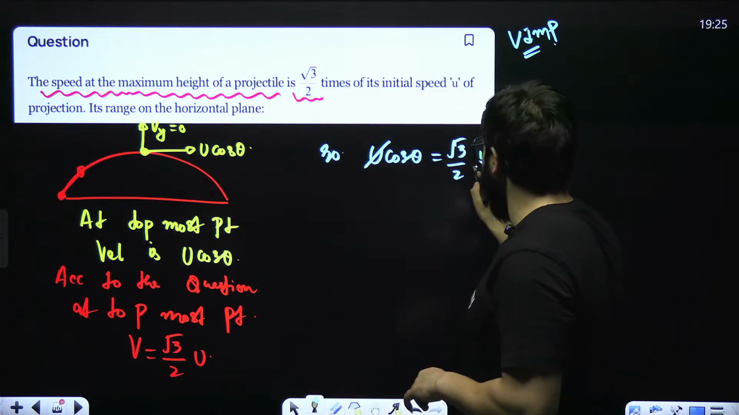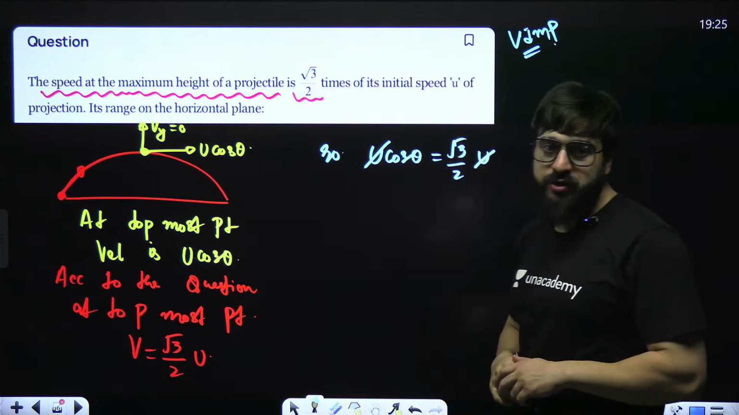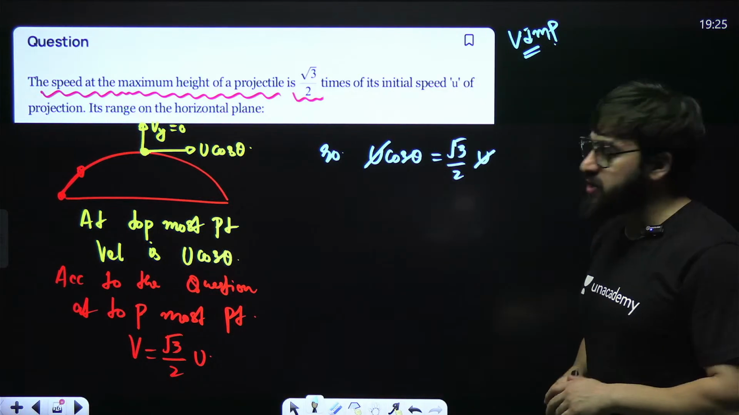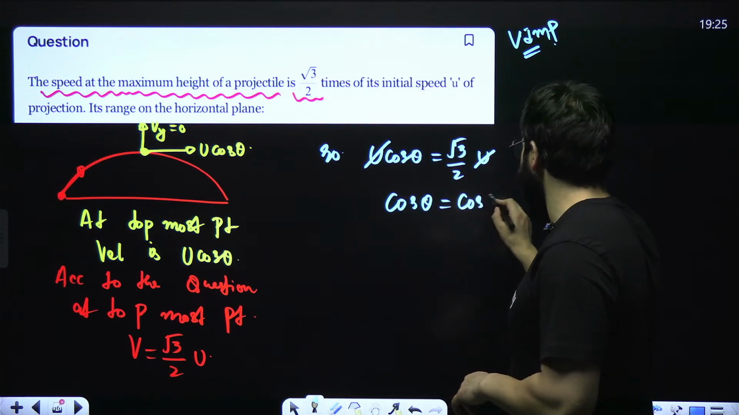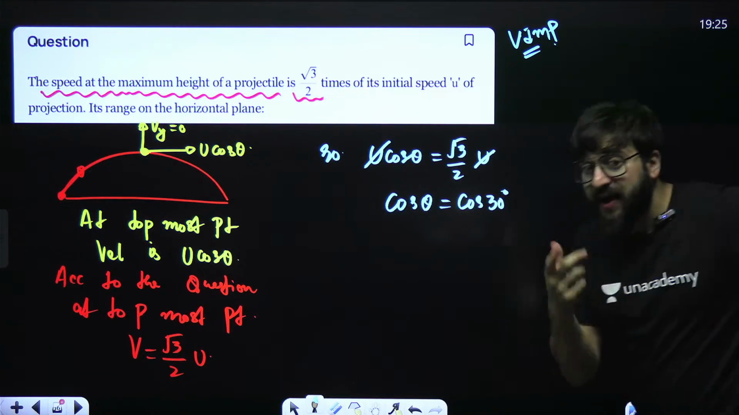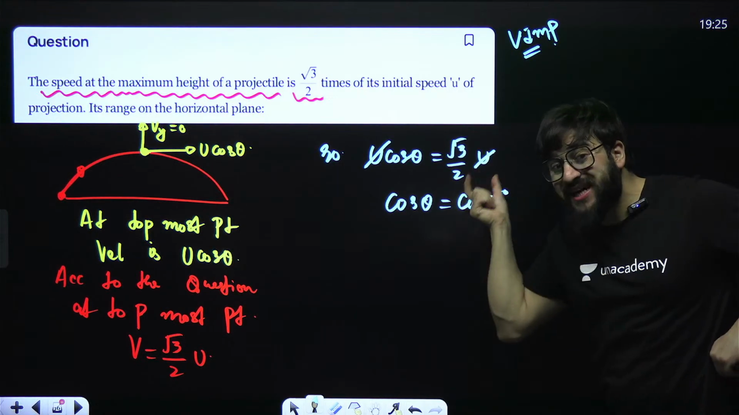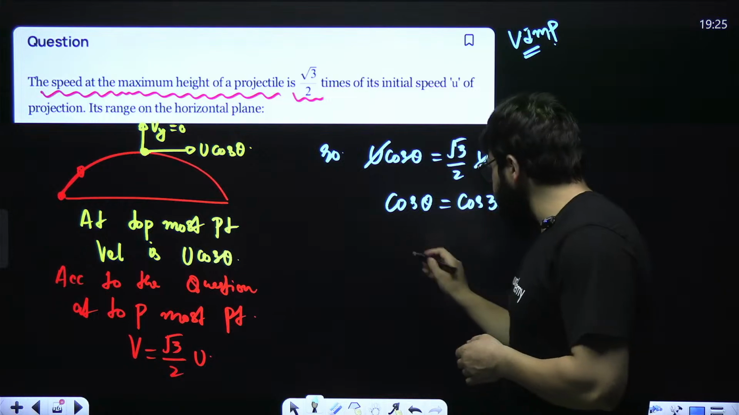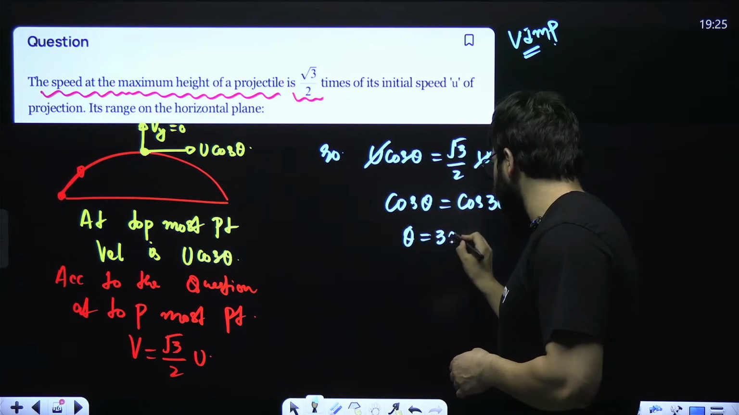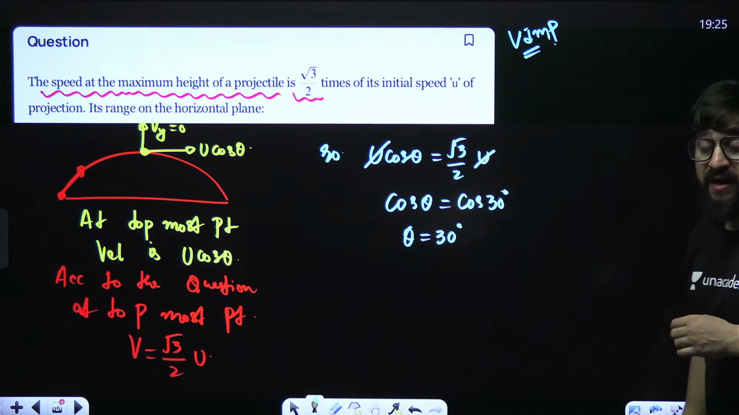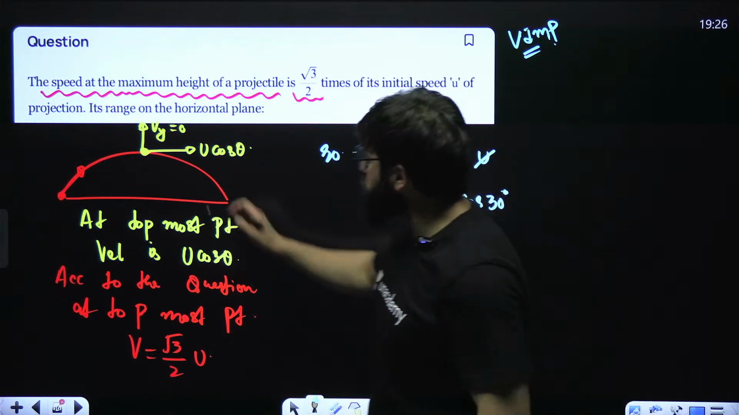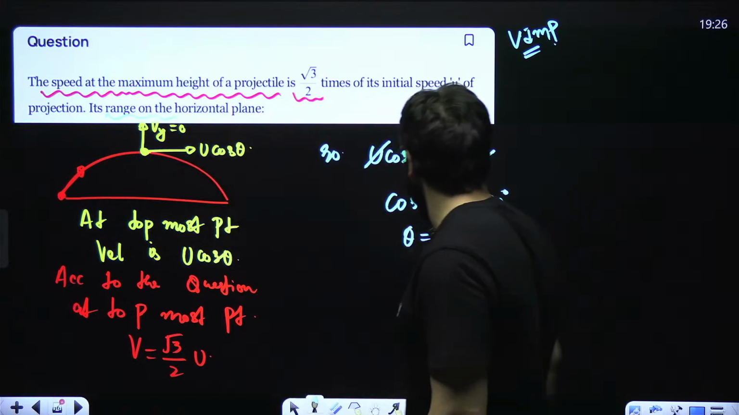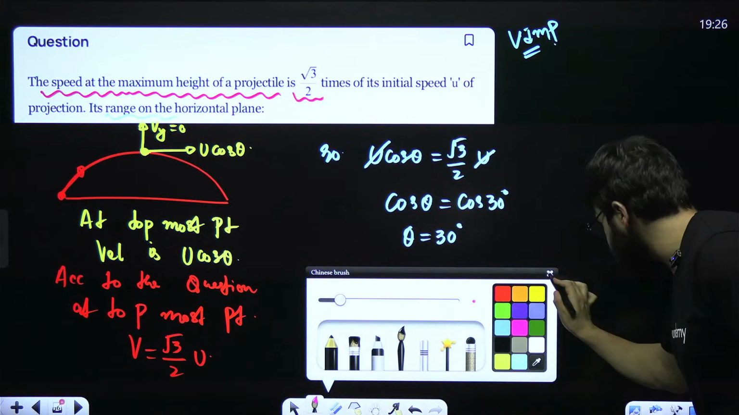Now this u and u will cancel. Cos theta is root 3 by 2. When is the value of cos theta root 3 by 2? I'll say, sir, cos theta is equal to cos of 30 degrees over here. Why? Because cos 30 is root 3 by 2. So in this particular case, theta will come out to be 30 degrees. Now, guys, we got the value of theta. What are we supposed to find? Let's find out the range now.